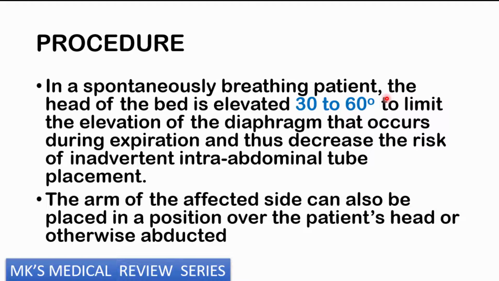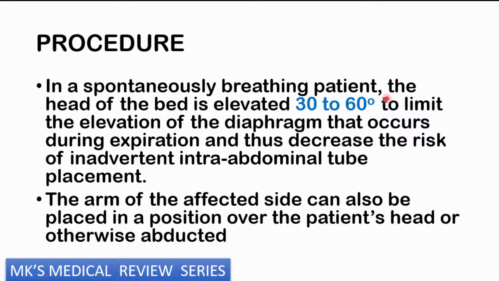So how is the procedure itself? If it's a spontaneously breathing patient, you want to have the head end of their bed elevated at an angle of about 30 to 60 degrees. If they can sit, that would be even ideal. This is done to limit the elevation of the diaphragm, which occurs during expiration, and therefore decreases the risk of inadvertently placing the tube into the abdomen or perforating the diaphragm.